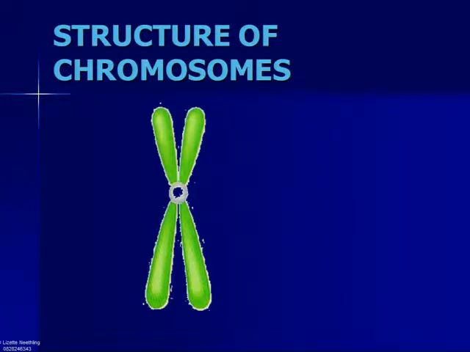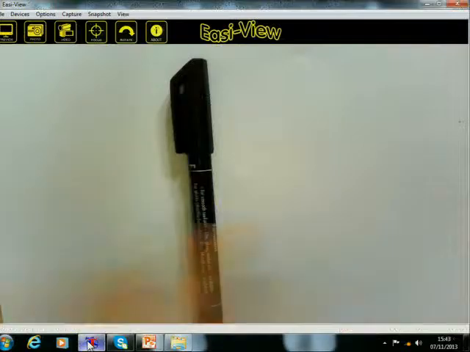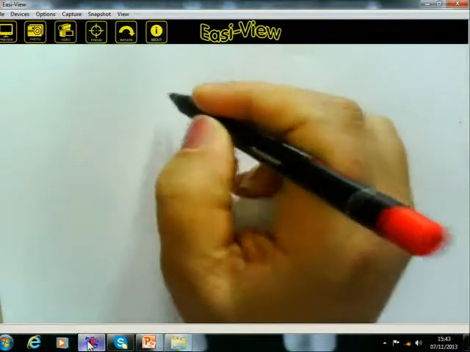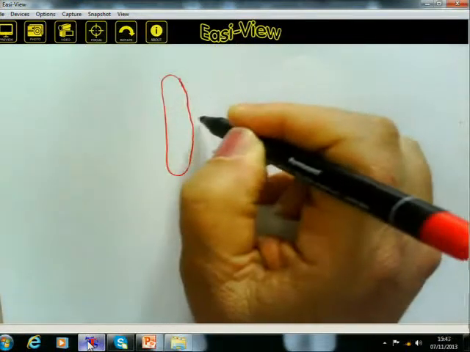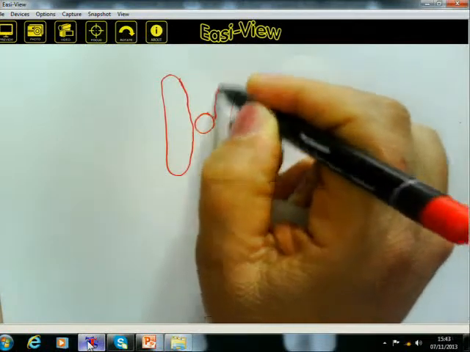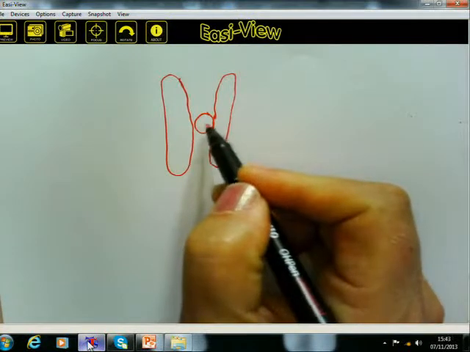Important thing to know for the exam is the structure of a chromosome. I just want to draw something quickly for you. If I think of chromosomes, we normally draw them like this. But actually there's no specific centromere. This is just a place where they connect.